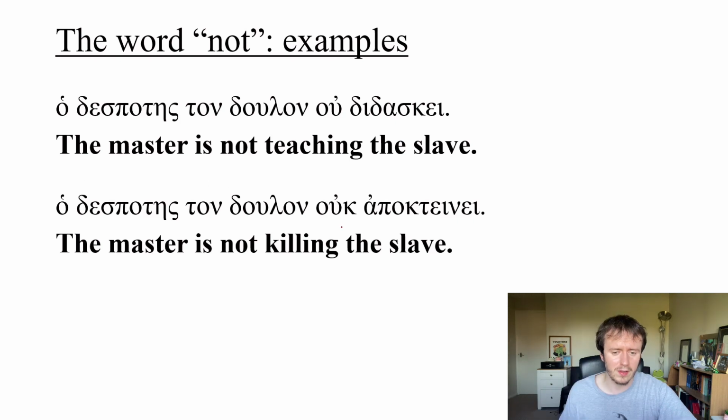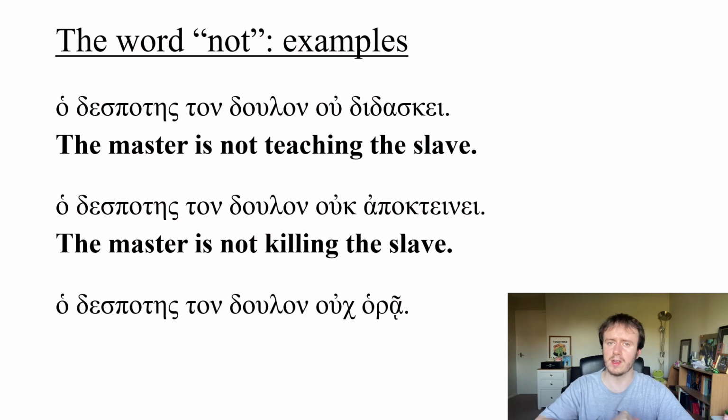And in this sentence, we had the word ouk rather than ou or ouch. And that is because, if we look at the next word, the verb apokteine, it begins in a vowel with a smooth breathing. If the next word begins in a vowel with a smooth breathing, then ouk is used. Let's now look at an example using the last form of ou.